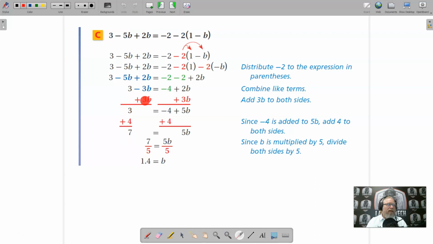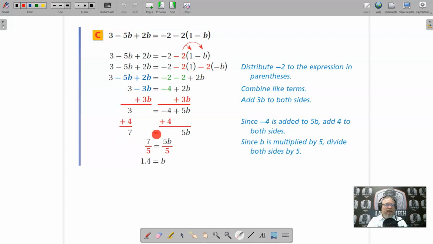Negative 3b plus 3b is going to eliminate the variable b on the left, leaving us with just this 3 here. And then adding 3b on the right gives us 5b, and we bring down the negative 4. So we now have 3 equals negative 4 plus 5b. Now let's go ahead and get rid of this negative 4 by adding 4. What we do to one side, we're going to do to the other. So these 4's are going to cancel each other, leaving us with just the 5b, and 3 plus 4 is 7.